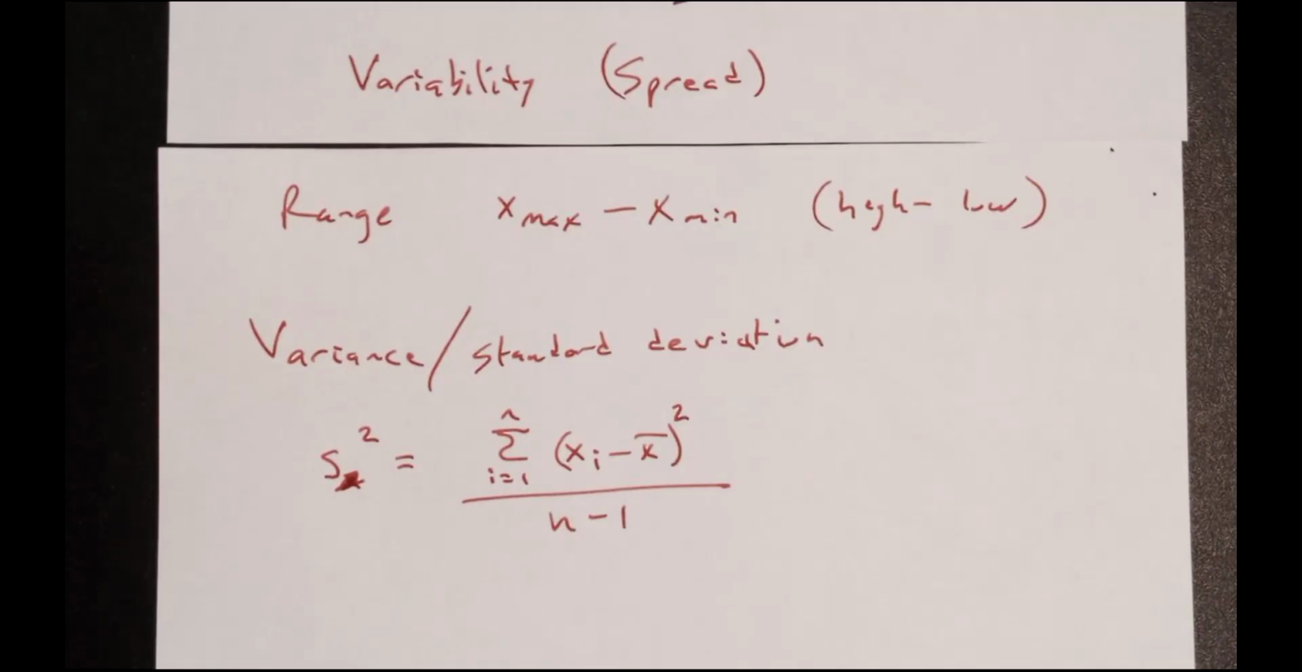X bar, that was our average, right? And that's our balance point based on where the distribution is, right? That's my fulcrum on my teeter-totter. That's where I put the balance. So xi minus x bar is how far away each weight is from the balance point, right? Do I want to think about negative distances?